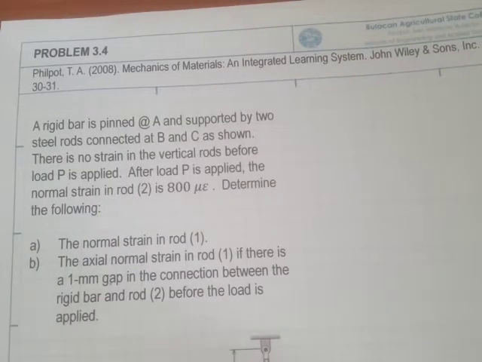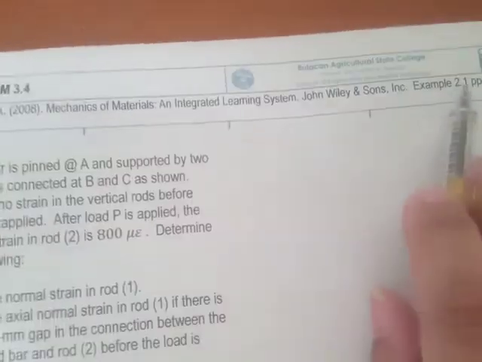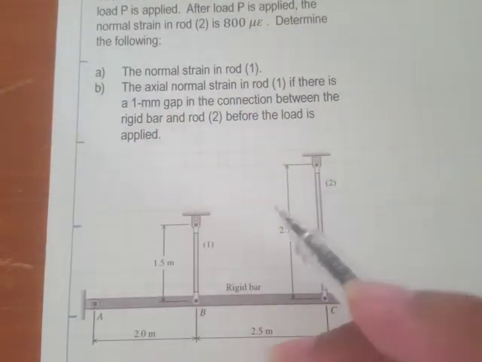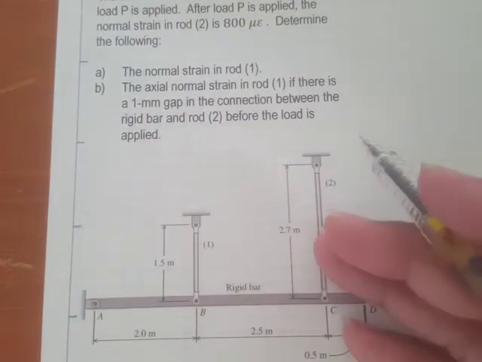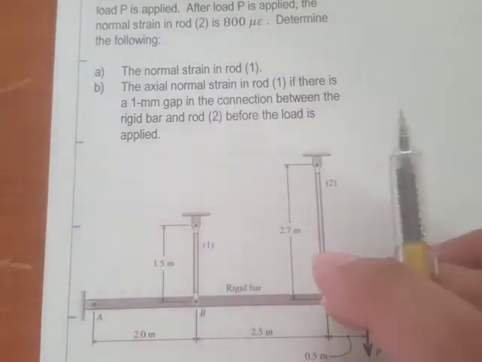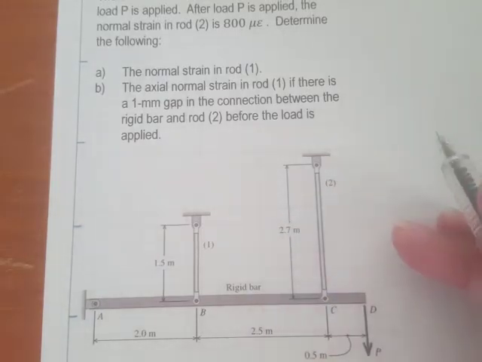Hi there and welcome back, and we'll do our fourth sample problem for this topic, and this one is taken from the textbook by Philpott, Mechanics of Materials, and this is example 2.1. Okay, so I chose this sample problem because this involves equations regarding the geometry of deformations. Okay, so remember the rotating rigid bar. So we will need additional equations coming from the geometry of deformations.